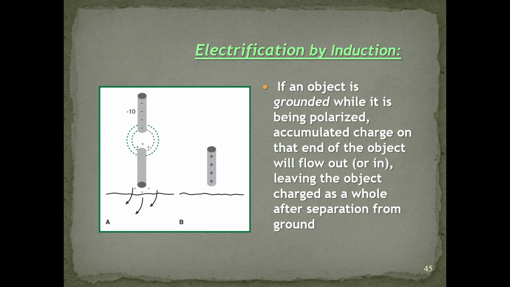If an object is grounded while it's being polarized, the accumulated charge on that end of the object will flow out or in, leaving the object charged as a whole after separation from the ground.